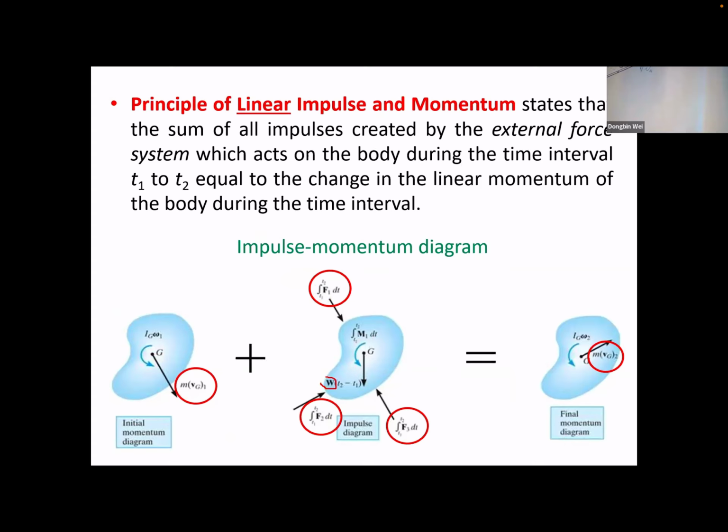But for F1, F3, or this couple moment M, we don't know if it's a constant. If so, then we can simply use the time duration to work out the impact. But if they are variable, then we have to use integration. So that's why you can see the difference here.